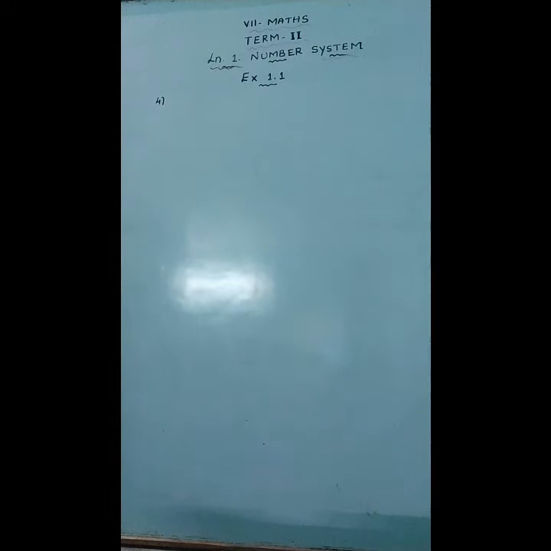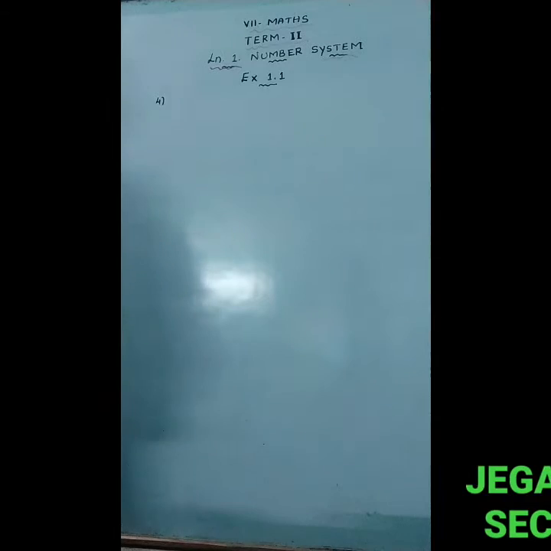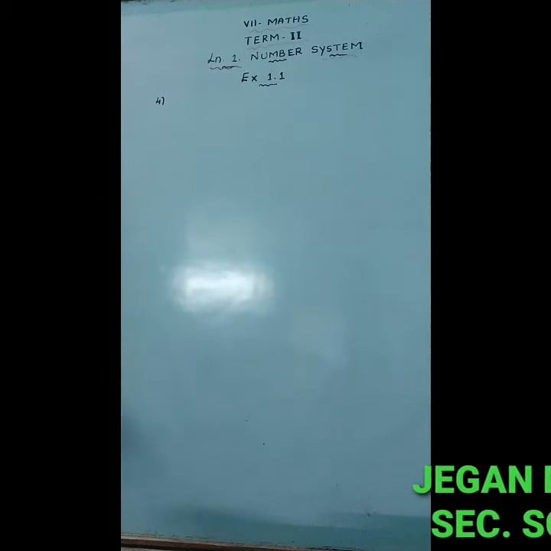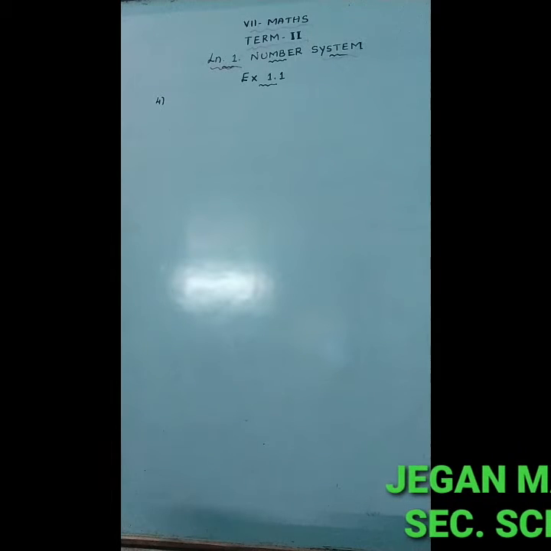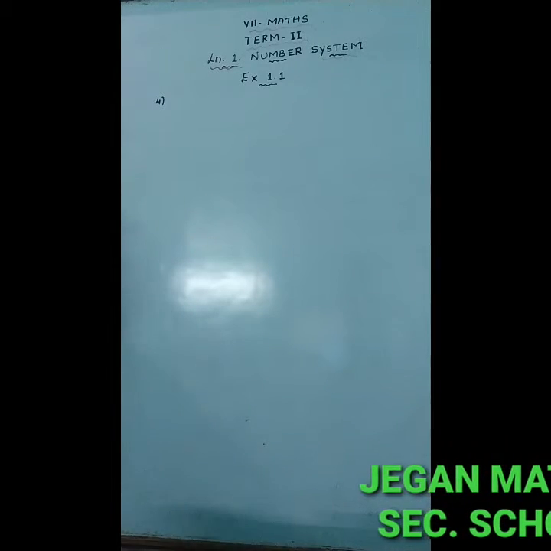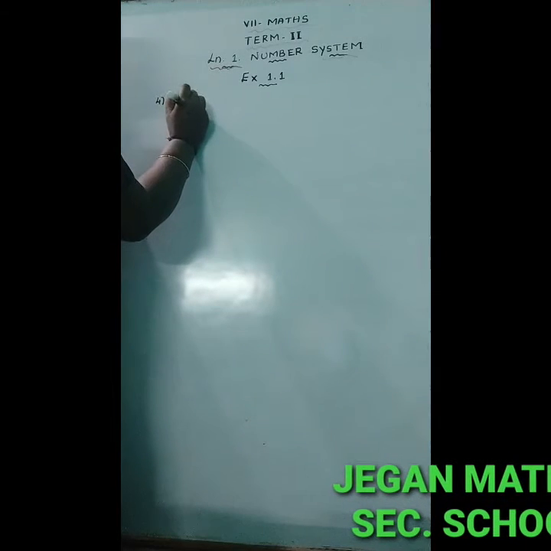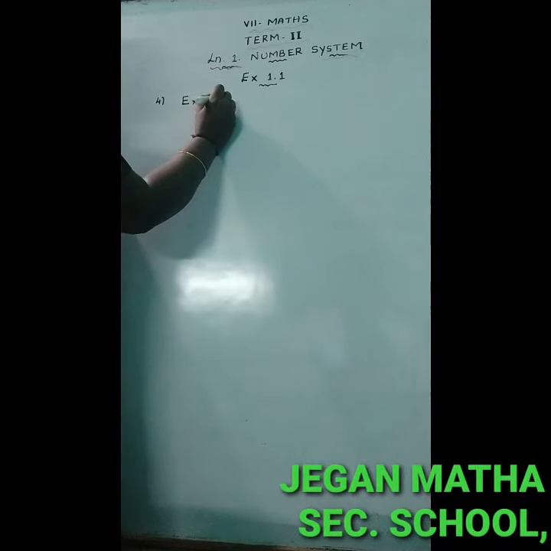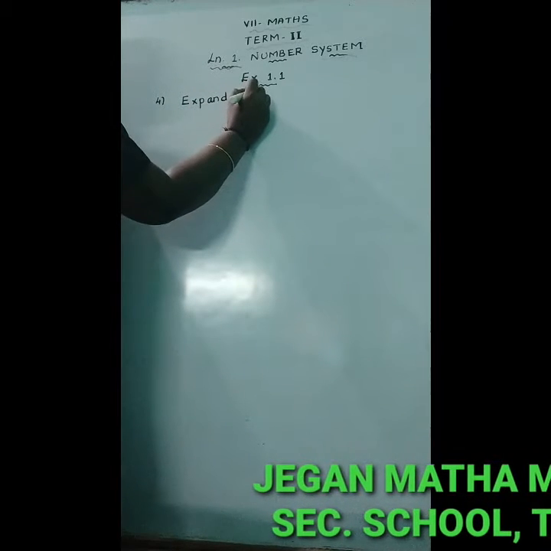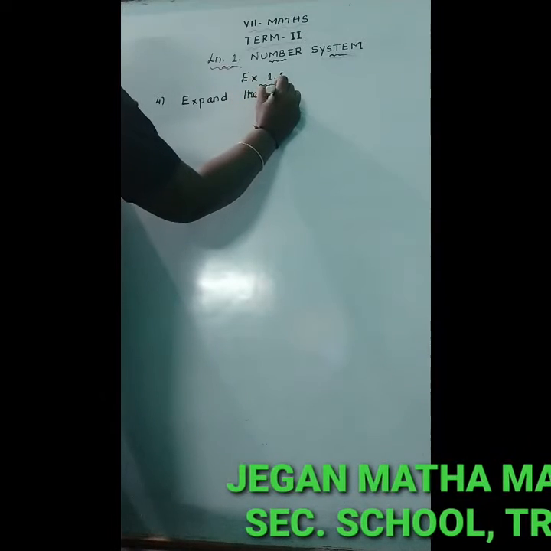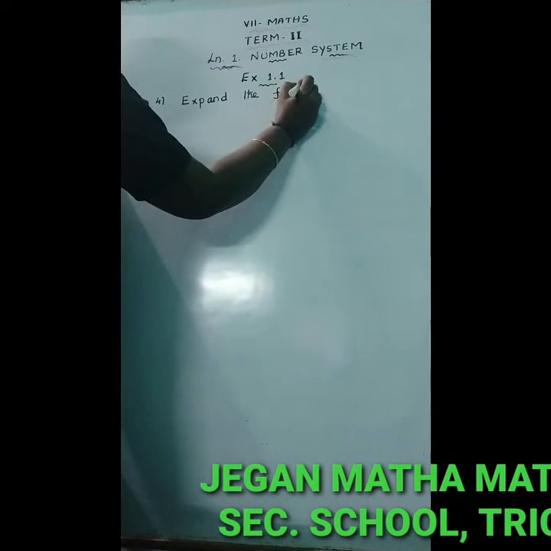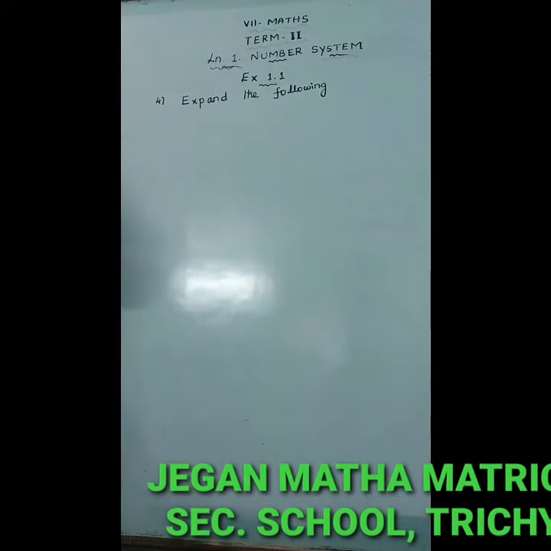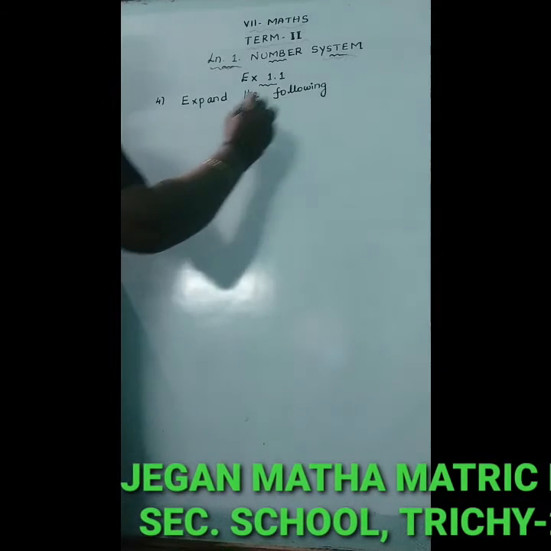Students, now we are going to discuss the 7th standard maths lesson 1, Number System. This is a continuation of the previous video. Now I will explain exercise 1.1, the fourth sum. Expand the following decimal numbers. So the decimal numbers are given, and we expand them.